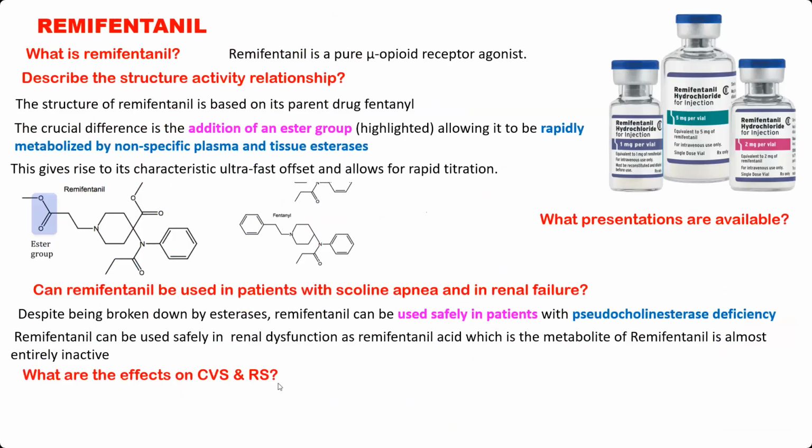What are the effects on the cardiovascular and respiratory system when remifentanil is used? Similar to other opioids, it can also cause respiratory depression, hypotension, and bradycardia, decreasing BP as well as heart rate. Apnea are all these common effects.